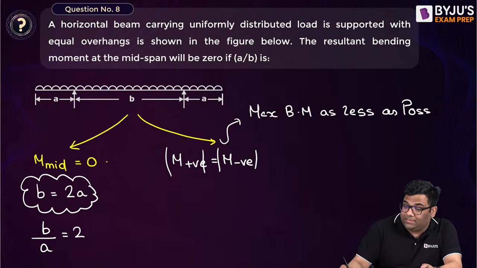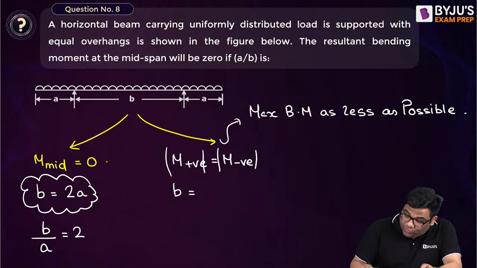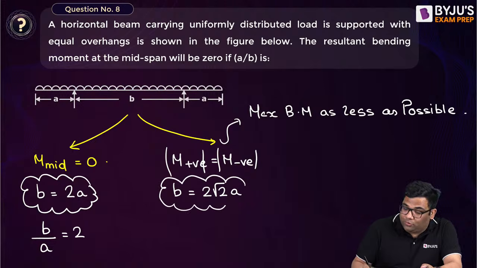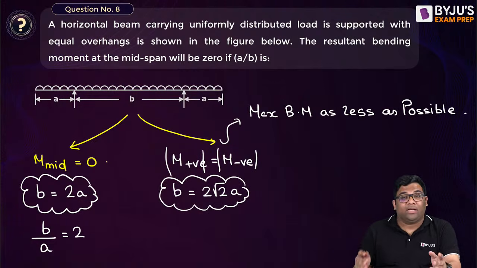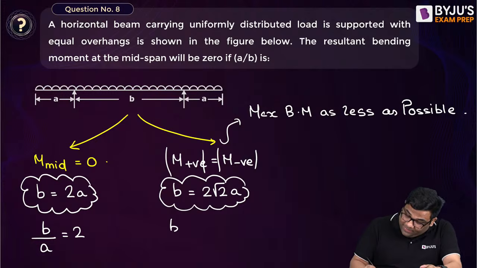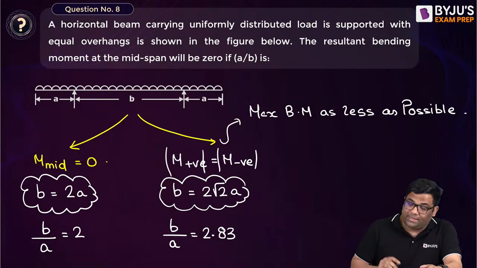So if they ask you this, then what is the condition I got? B is equal to 2 root 2A. You have to remember this. Obviously I have derived it also. You can derive it in the examination, but to save time, you can remember it. I can say B by A is equal to how much? 2.83. Right? B by A is equal to 2.83.